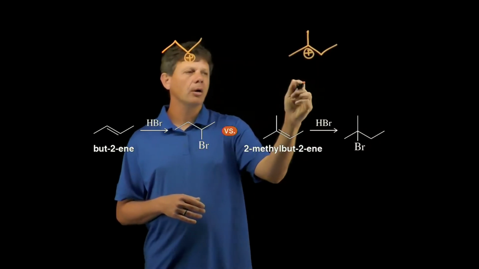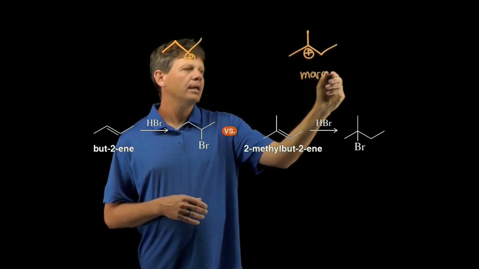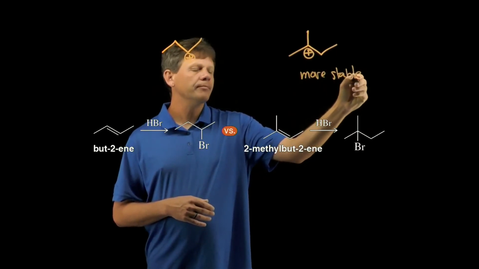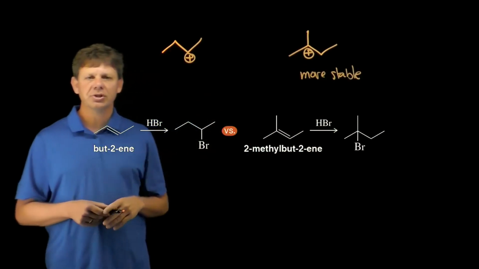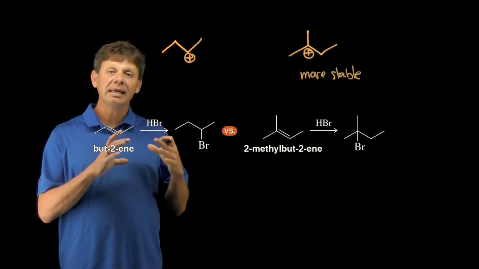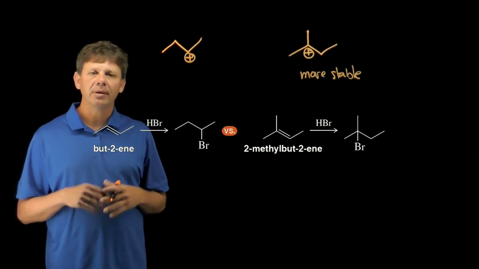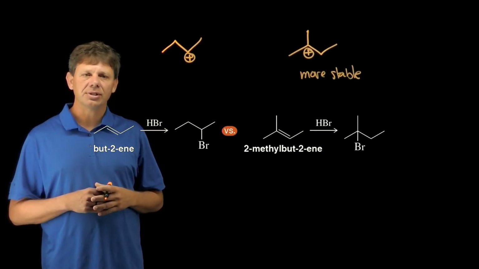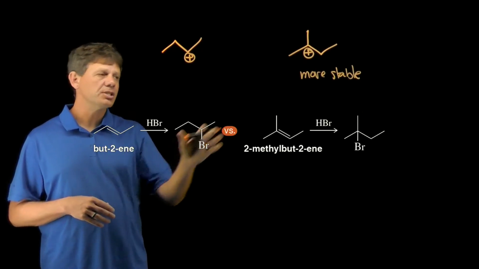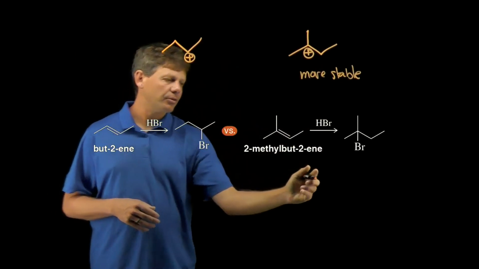Since the tertiary carbocation is more stable, it would be at lower energy, and climbing the hill to a tertiary carbocation should be easier and therefore faster. It will have a lower activation energy. That lower activation energy makes this the faster reaction.